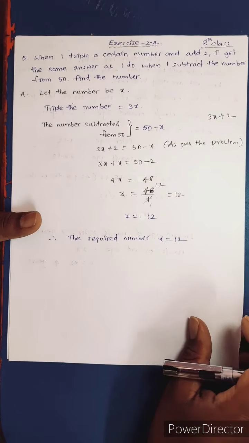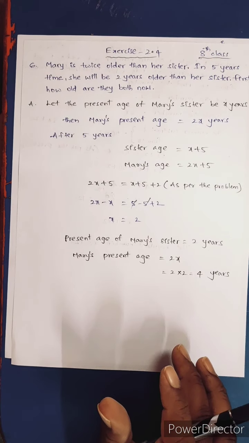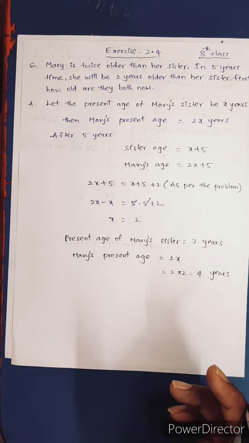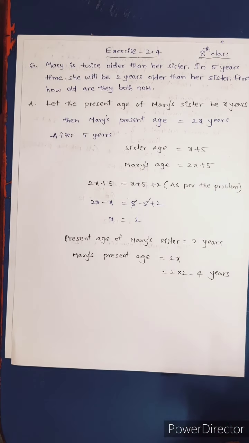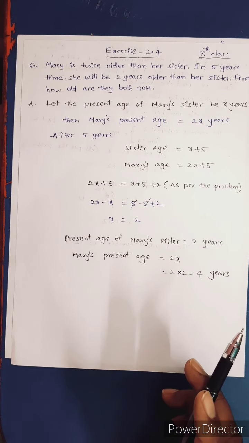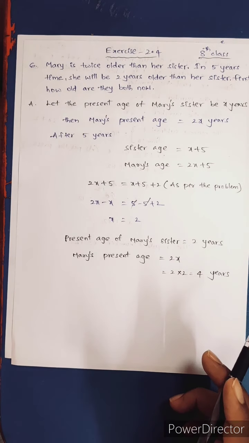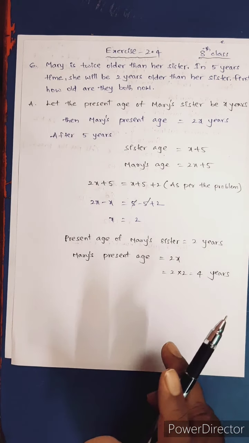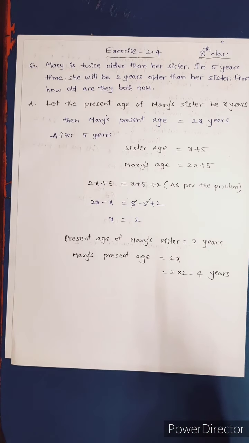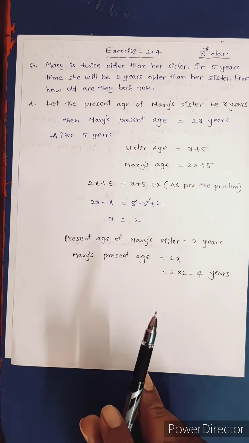Now next, sixth problem. Mary is twice as old as her sister. If her sister's age is x years, then Mary's age is 2x years. After 5 years, their difference will be 2 years more. Find how old they both are now.